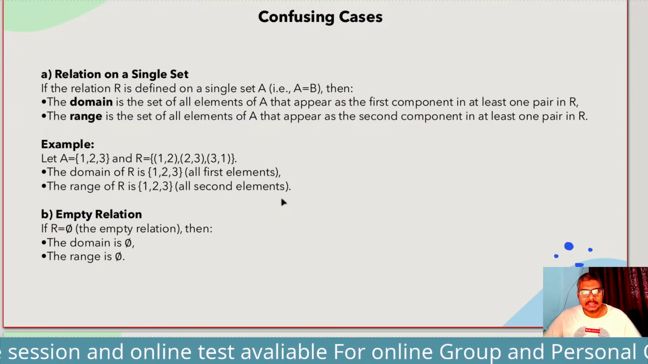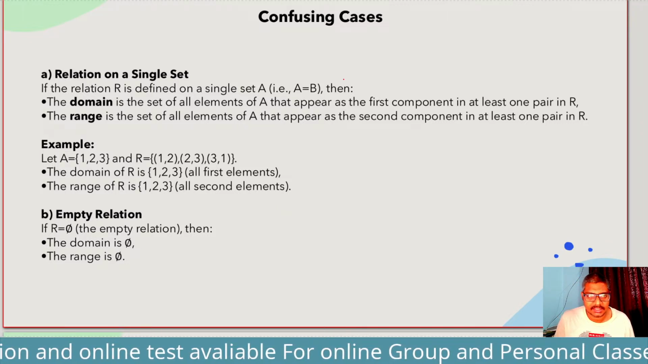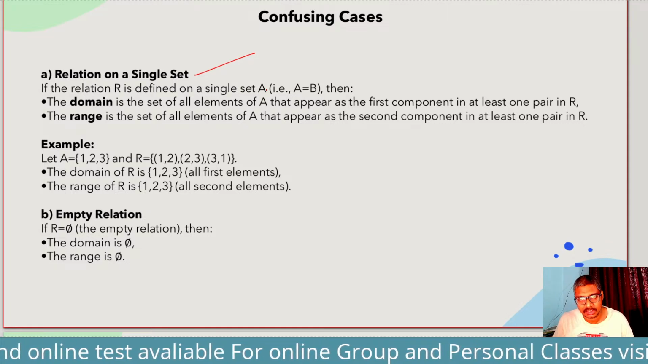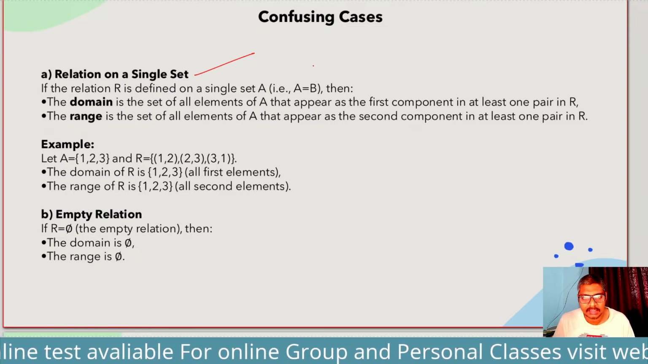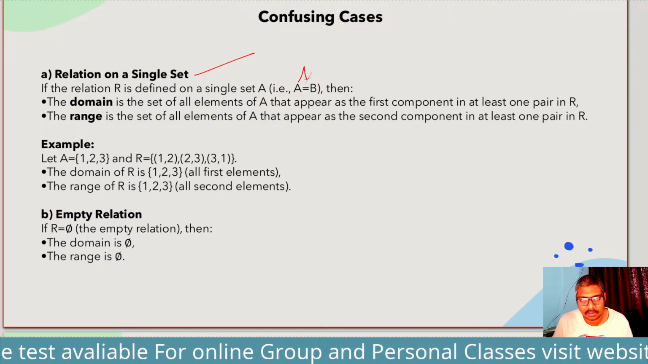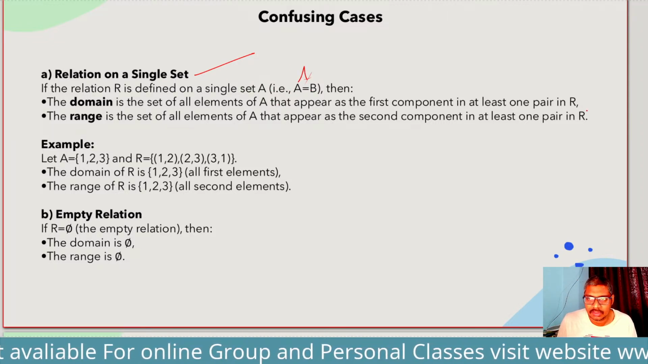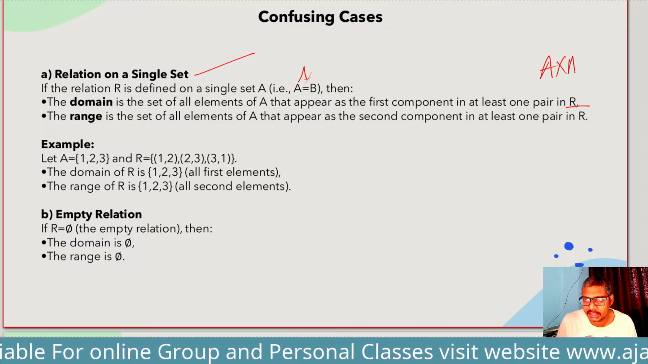Okay, so in the last class we discussed the domain and range. There are some confusing cases, like relations on a singleton set. What is a singleton set? In the previous classes we discussed that a singleton set has a single element, and suppose both sets are equal, then R is defined on the set itself, right? So the relation is on itself, like A cross A is the relation.